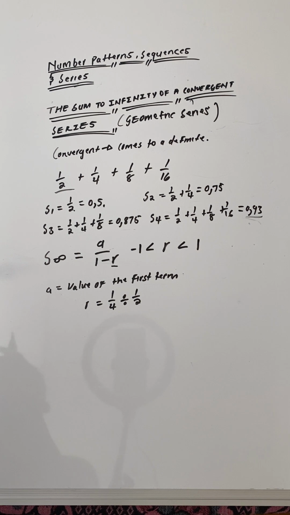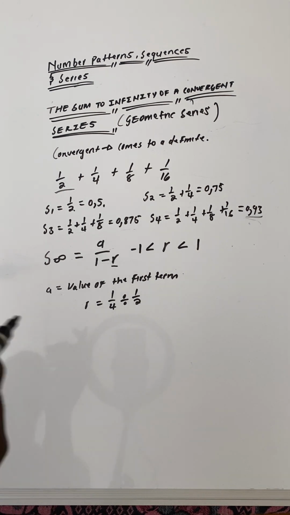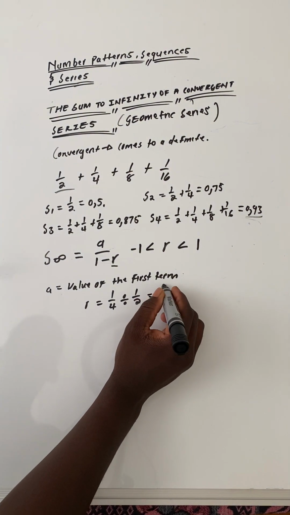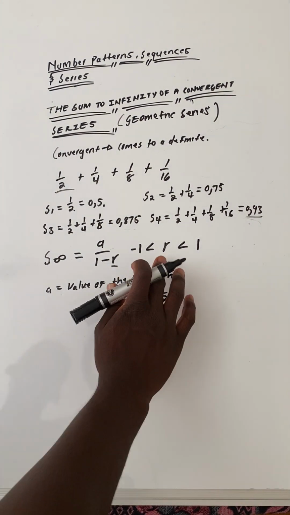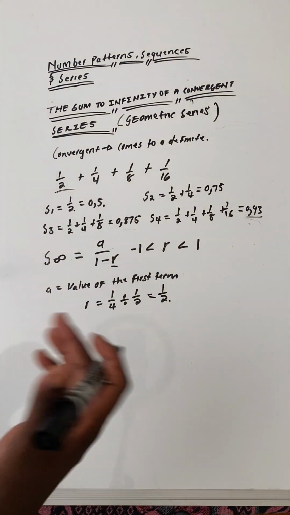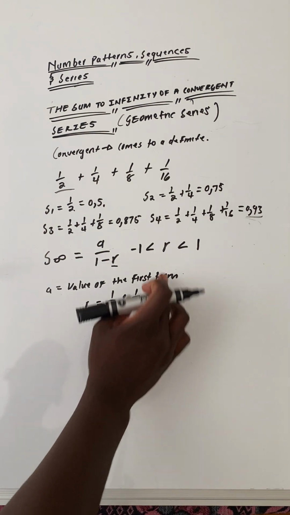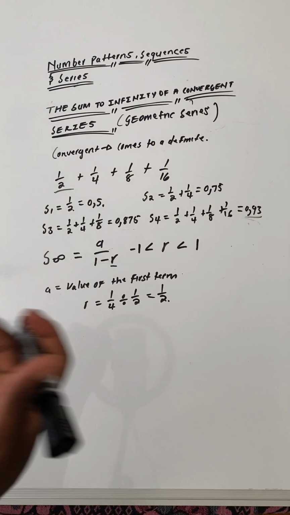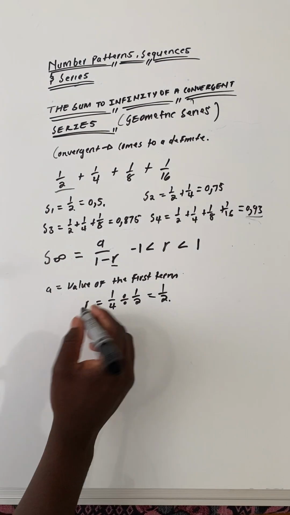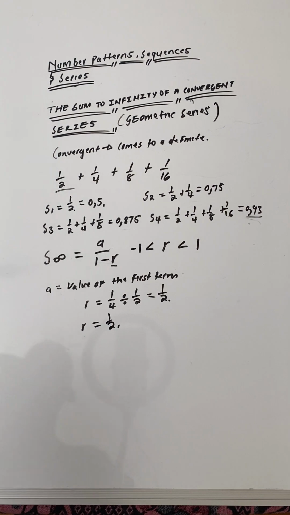so let me check that out. That will be 1/4 divided by 1/2. So you get that r is equal to 1/2. You can see that 1/2 is between these two numbers. And is this requirement fulfilled? Yes, because this r is between these two numbers. Therefore, we can confirm that this is a converging number pattern or series, right? So since r is equal to 1/2, we can use this formula now, right?